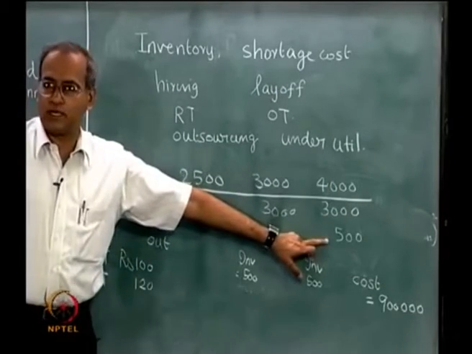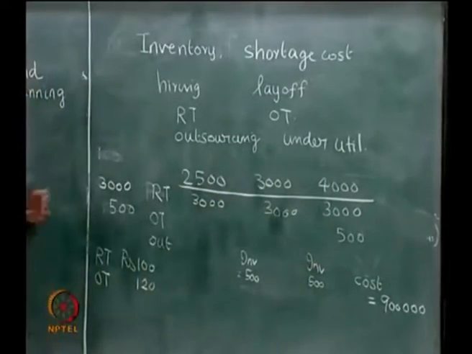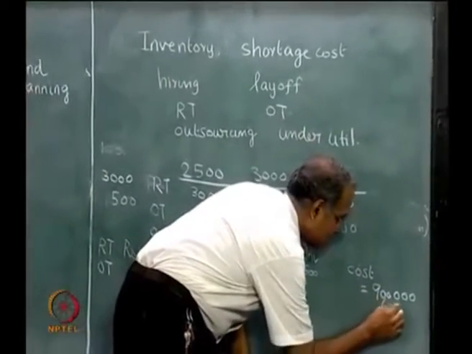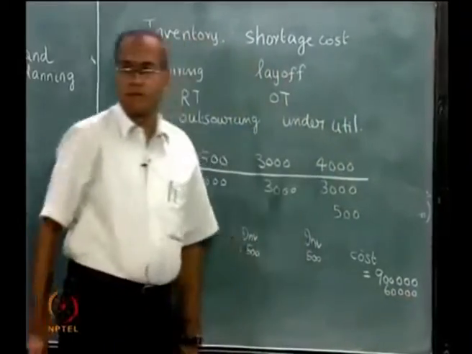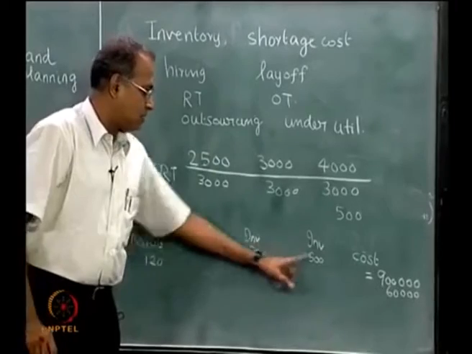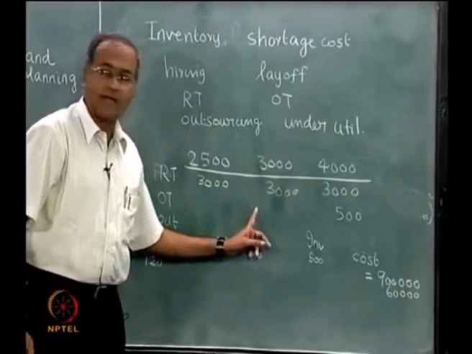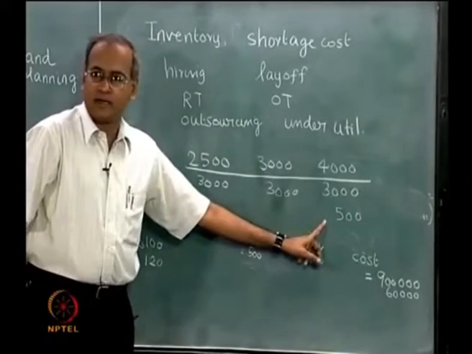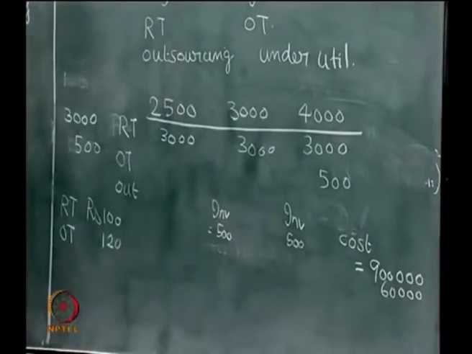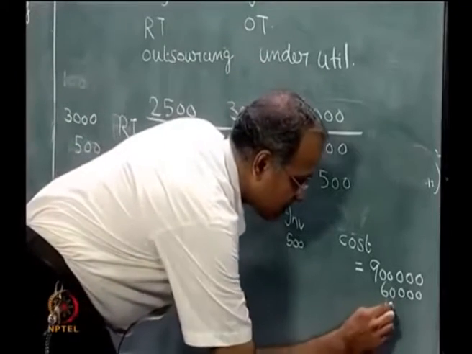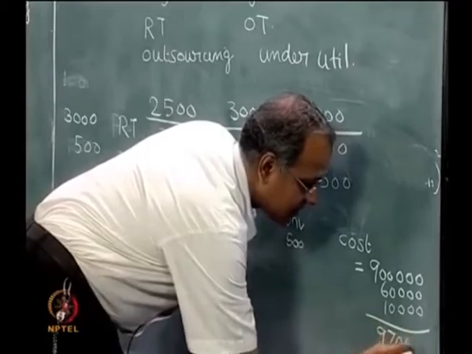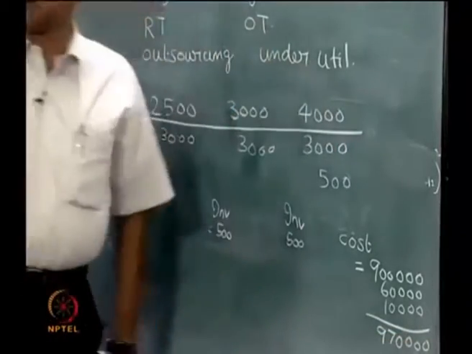This 500 overtime would cost us 500 into 120, which is 60,000, and this inventory is 1000 units. 500 is carried here, 500 is carried here. Suppose we say that the inventory carrying cost is 10 rupees per period, there is another 10,000. So, we have a cost of 970,000 for this.